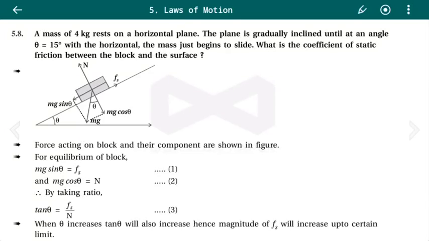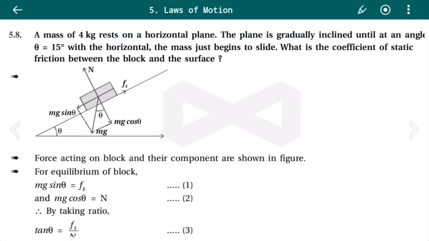In this video, we are going to solve the numericals of textbook illustration of chapter 5 laws of motion. So illustration number 8. A mass of 4 kg rests on a horizontal plane. The plane is gradually inclined at an angle theta equals 15 degree with the horizontal, the mass just begins to slide. What is the coefficient of the static friction between the block and the surface?